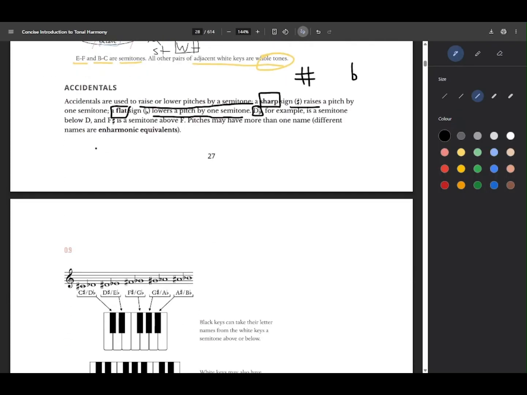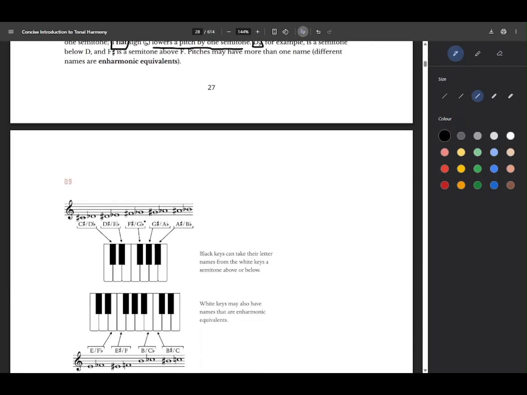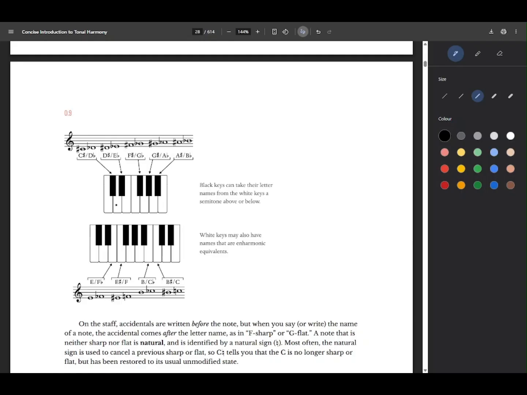So if we had a keyboard here, let me just write quickly. Here's our keyboard. So here's our D. D flat is going to be a semitone lower. So a semitone isn't this white key. We're going to be going to the black key. So this here is our D flat.